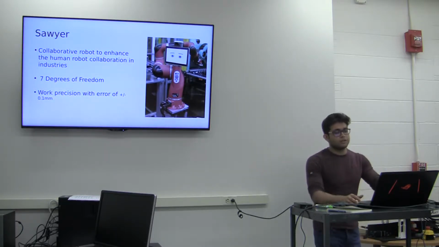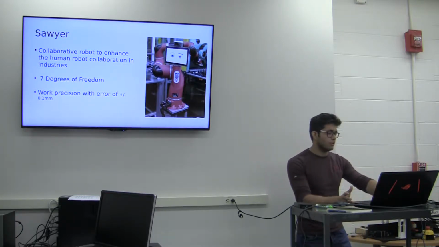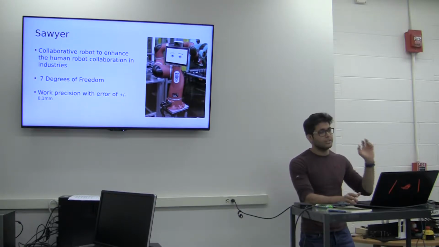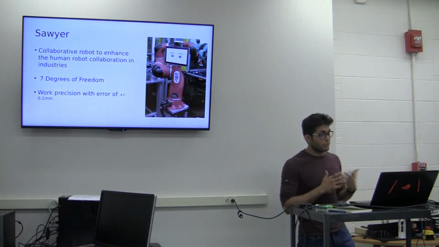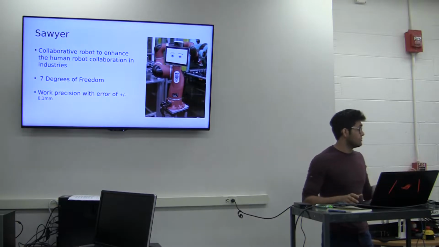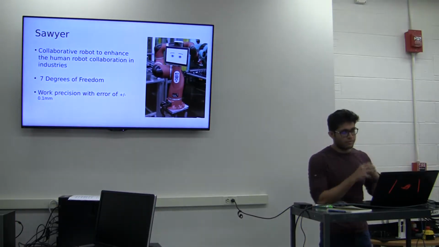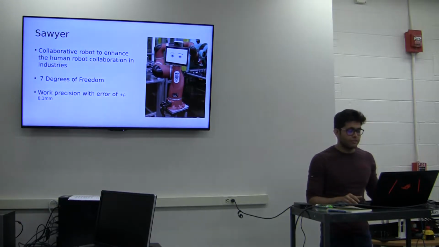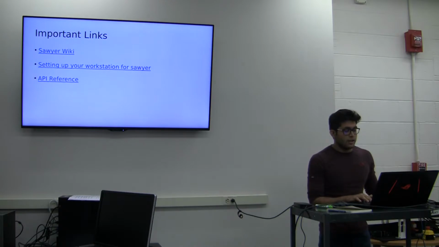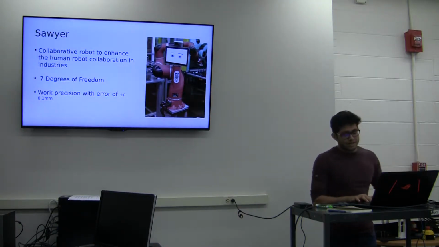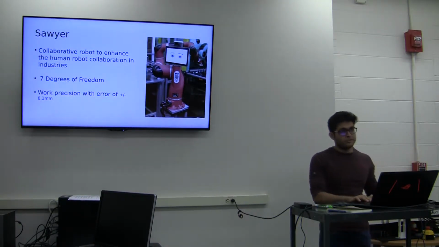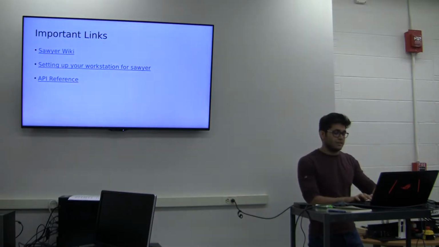Sawyer is a collaborative robot to enhance human-robot collaboration in industries. That's how they sell or promote Sawyer. It has 7 degrees of freedom, from the base to the top, the arm and gripper. The precision they talk about is within an error of 0.1 millimeter, which is much better than Baxter. And Kukas are 0.01, so that's how you can see the accuracy levels.